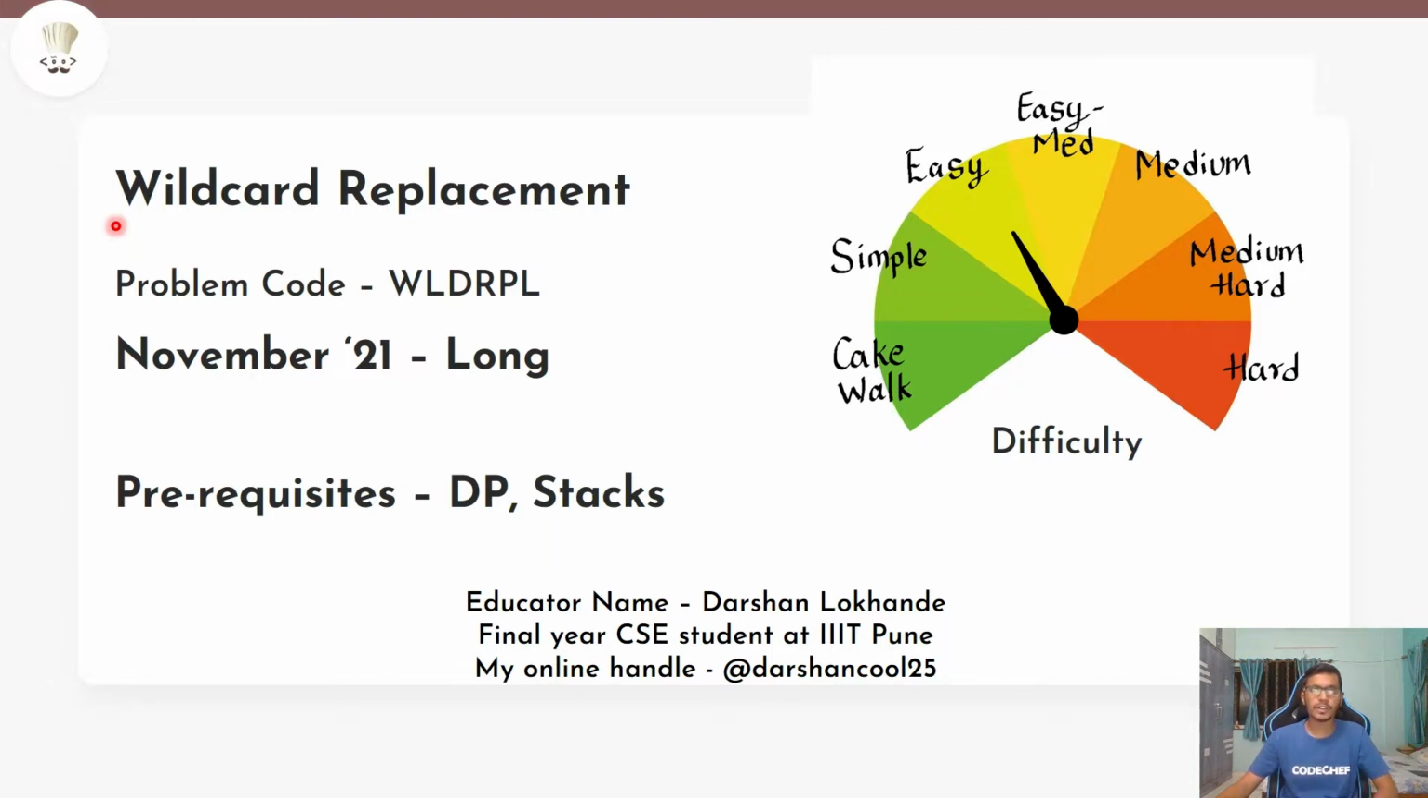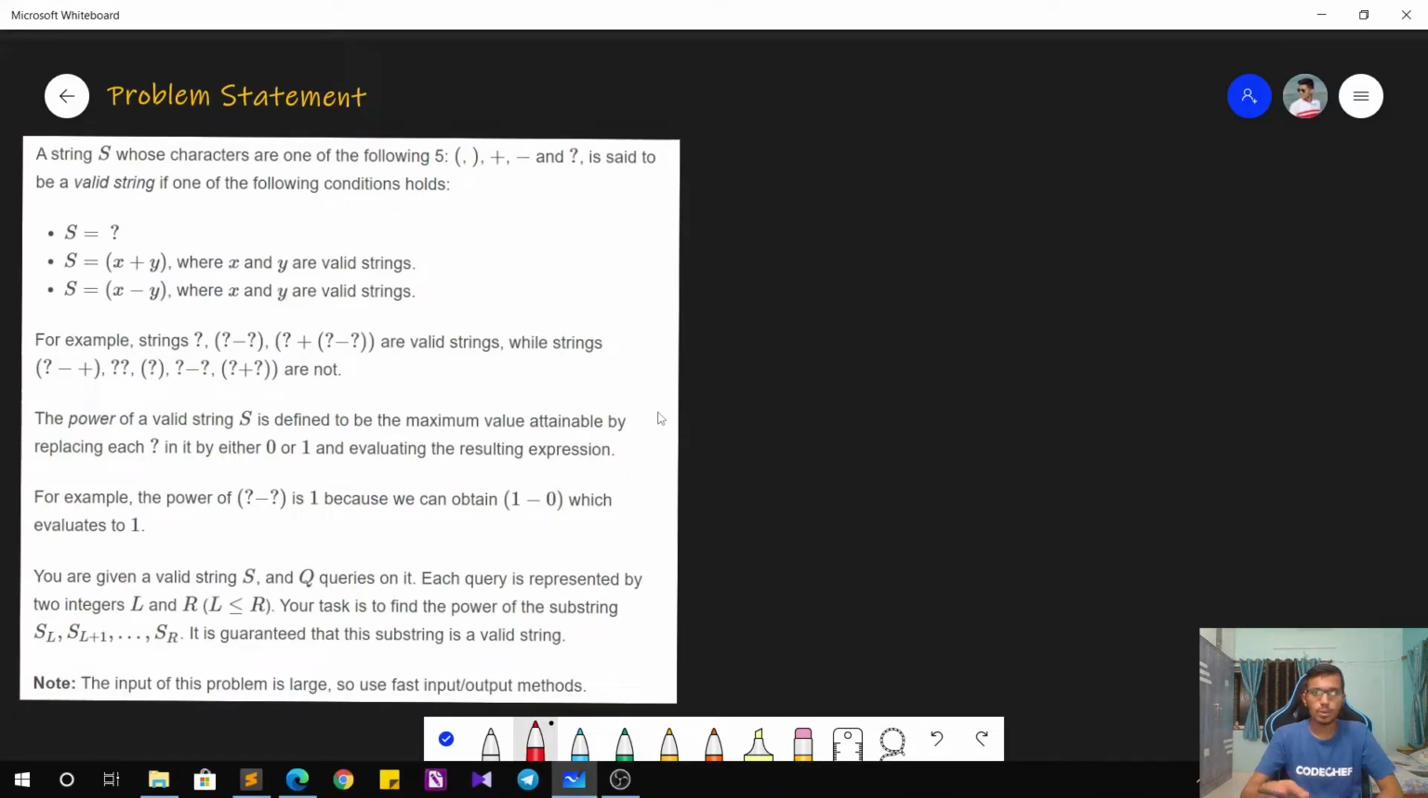The problem that we're going to discuss today is wildcard replacement. The problem appeared in November 21 long challenge and has a difficulty level of easy. The prerequisites to solve this problem include dynamic programming and stacks. The problem statement goes as follows.